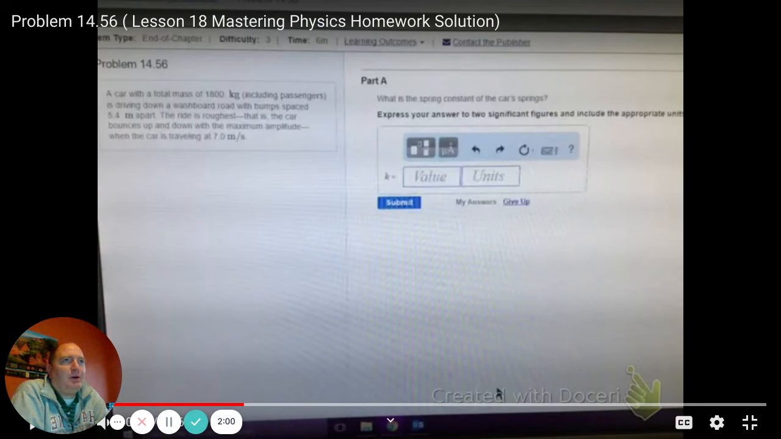So let's first think about this. 5.4 meters apart. Okay, so a car is probably 2 or 3 meters, and so this is pretty closely spaced bumps. And then 7 meters per second is what, maybe 20 miles an hour, something like that. So not going that fast here. I think you'd really wreck things if you got going with big old bumps much faster.